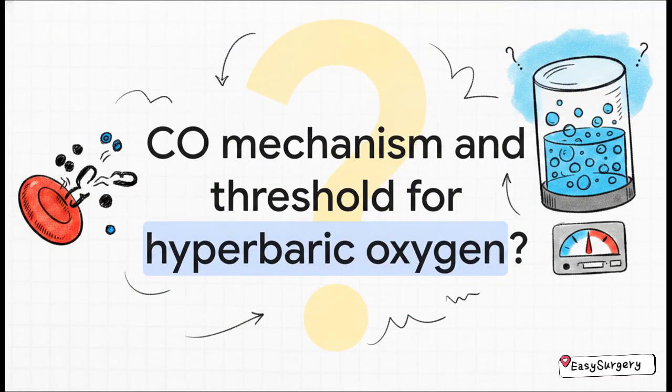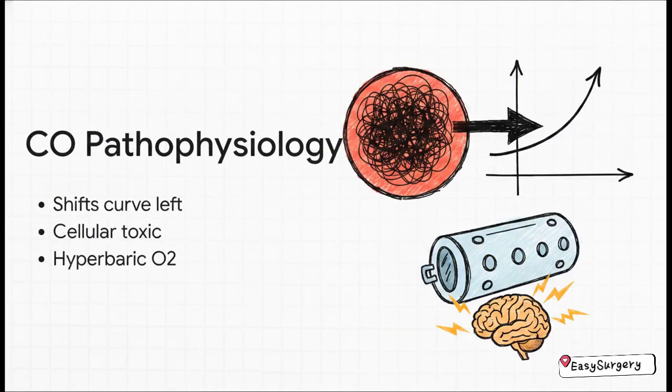We know it binds aggressively, but what is the exact mechanism of action here, and at what specific carboxyhemoglobin level do you actually consider pulling the trigger on hyperbaric oxygen? So CO basically launches a two-pronged attack. It causes direct cellular toxicity, and it forcefully shifts the oxyhemoglobin dissociation curve to the left. That means whatever little oxygen is actually bound to the hemoglobin refuses to let go and feed your starving tissues. You need to consider hyperbaric oxygen once those carboxyhemoglobin levels cross the 25% mark, or if you're seeing severe neurologic symptoms like seizures, coma, or if the patient is pregnant.